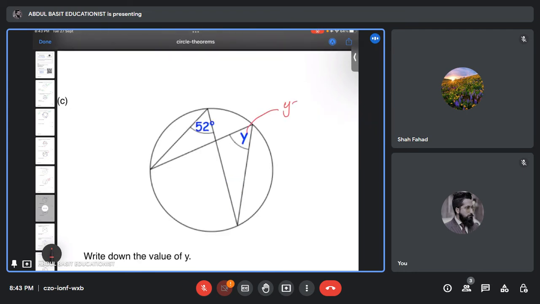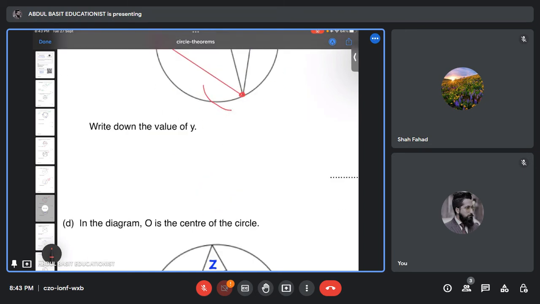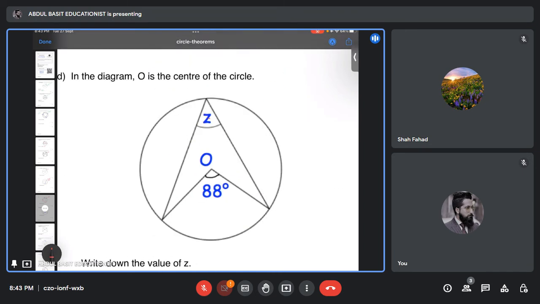So moving forward, you can see again a star. So y is equal to what? 52 degrees, because it's a theorem that angles in the same segment are equal, if the starting and the ending remain the same. So this is my minor segment, and the upper one is my major segment, and y is part of the major segment.